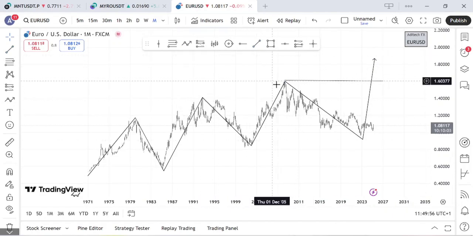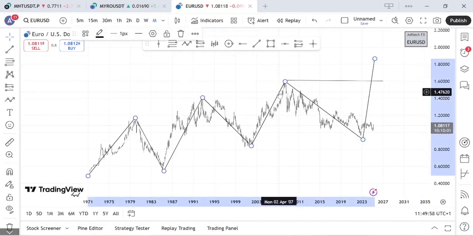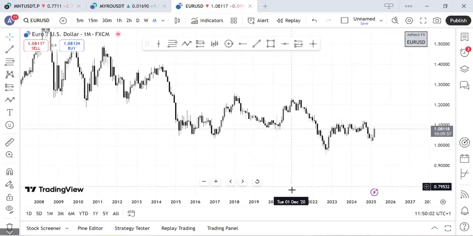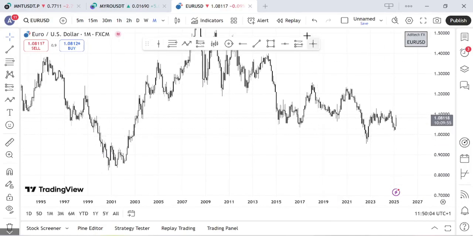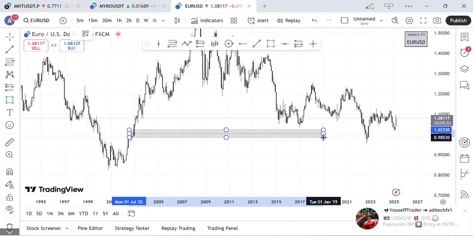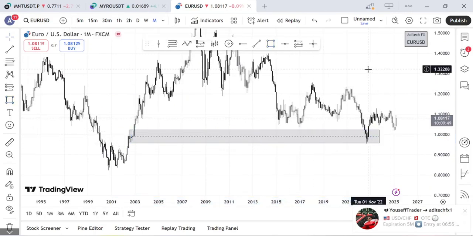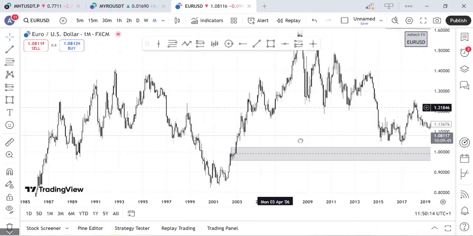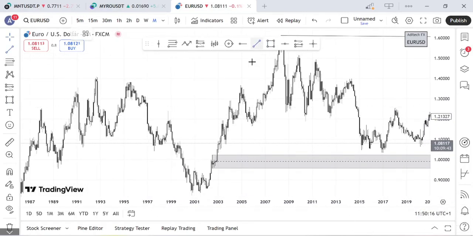So let me zoom in the chart to see it clearly. We have another block right here. So what is an order block? An order block is simply the last bearish candle before a break of structure. So where's our break of structure? We have a break of structure right here.